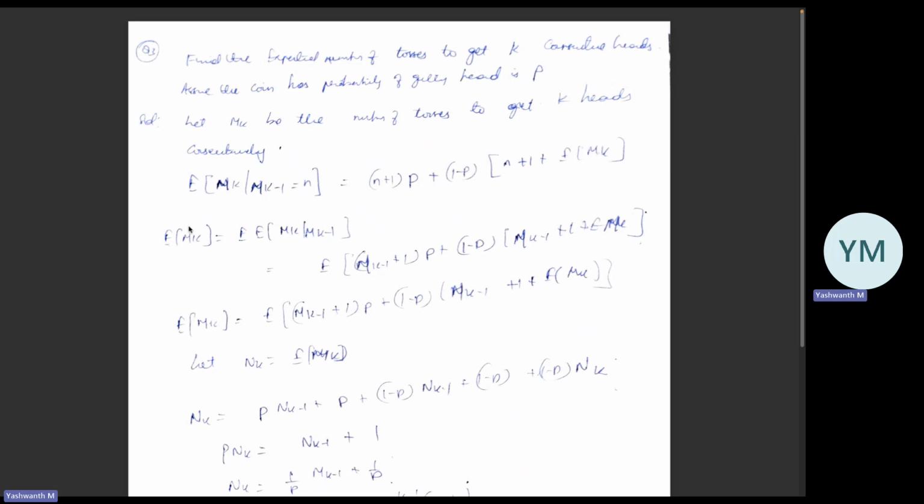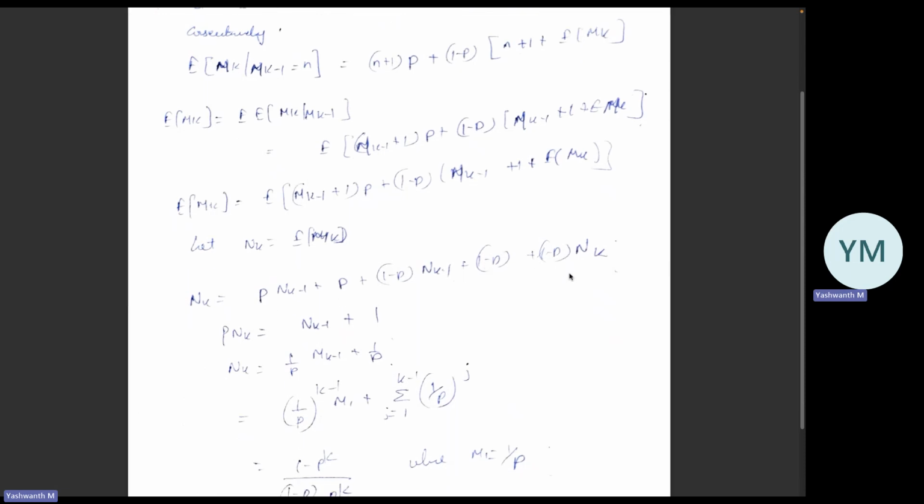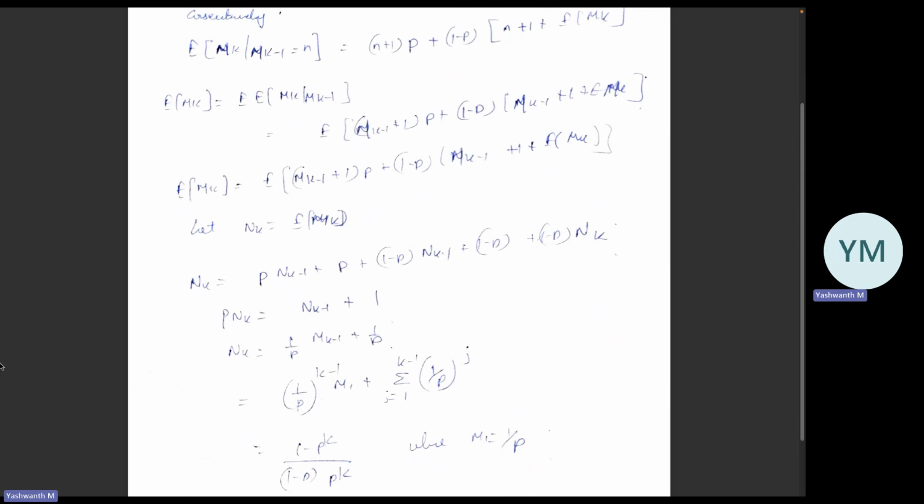And by using the law of iterated expectations, E of M_k is the conditional expectation of E of M_k given M_{k-1}, and we expand it here. E of M_k is E of M_{k-1} plus 1 times p, plus 1 minus p times (M_{k-1} plus E of M_k), and let N_k be equal to E of M_k. N_k is p times (N_{k-1} plus 1) plus (1 minus p) times (N_{k-1} plus 1 plus N_k).